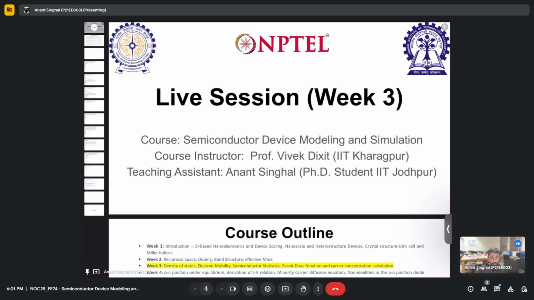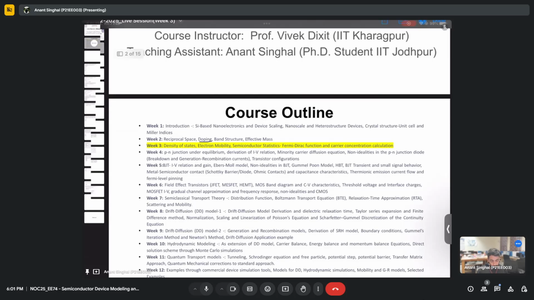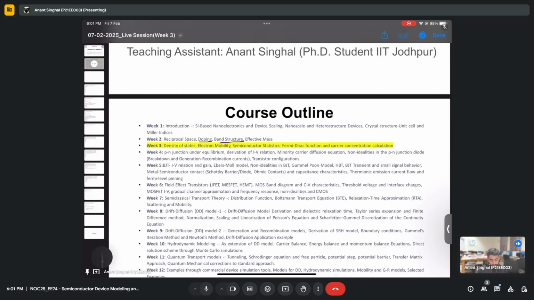I'll try to cover the very basics of the topic first, and then we'll quickly see some of the problems. In the initial 2 weeks, we covered some of the basic structures: why only silicon, what is device simulation, what is modeling, etc. We also read about the atomic structure and Miller indices, and went deeper into the basics with doping and the band structure. These were the major important topics that we have covered till now.